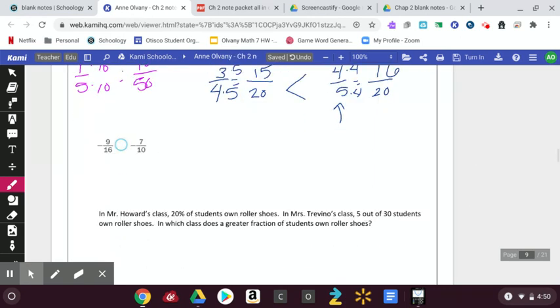Now here's one of our negative ones. So we have to get a common denominator. I'm going to come way over here and see if I can find an LCM. Divide by 2 to get 8 and 5. 2 times 5 is 10, and 10 times 8 is 80. So my least common denominator is going to be 80.